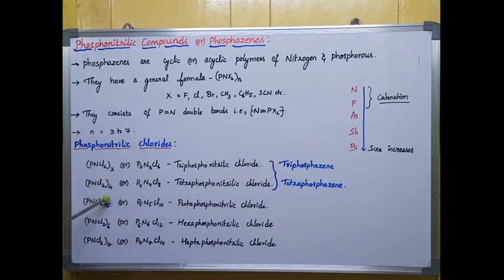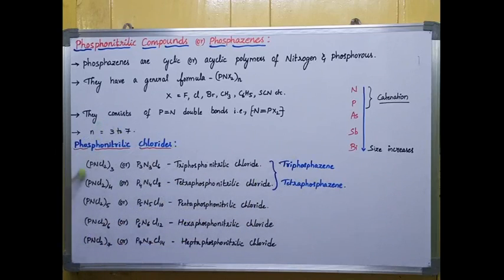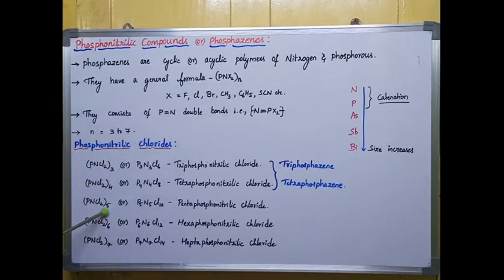If I keep 4 in the place of n, I will get P4N4Cl8. The name of the compound is tetraphosphonitrilic chloride, and another name for this is tetraphosphazene. Let us see the next one. If I keep 5 in place of n, then I'll get (PNCl2)5, and we'll get P5N5Cl10. We'll call this pentaphosphonitrilic chloride.